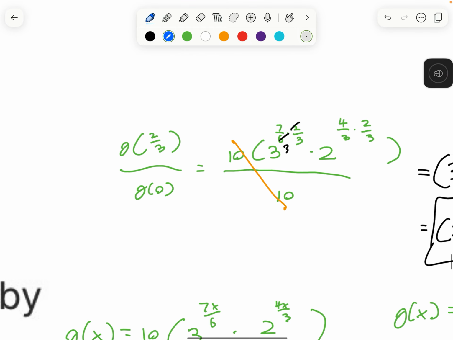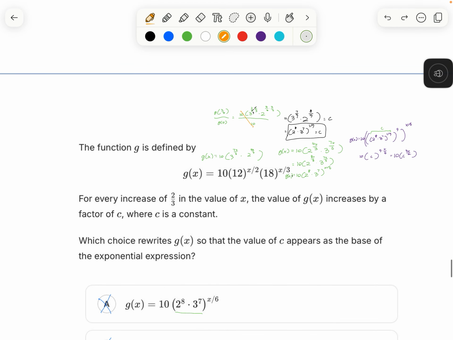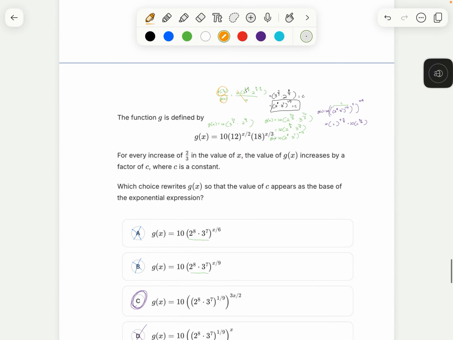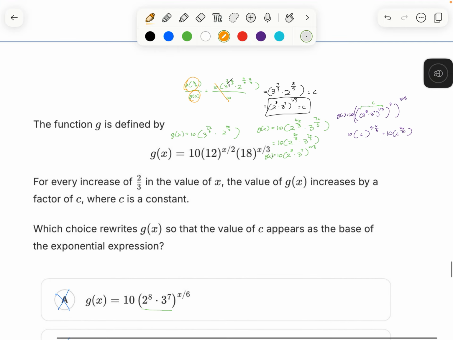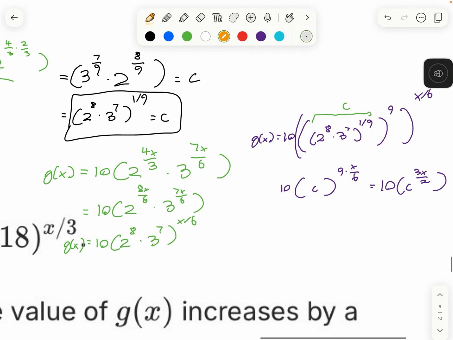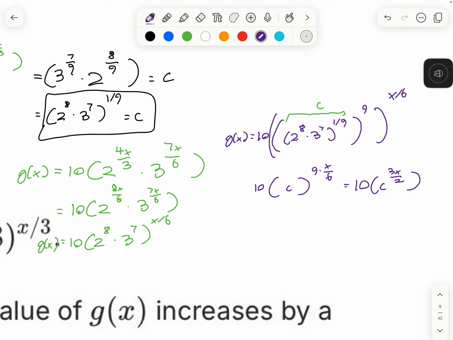What I mean is, here, you have to figure out what you're multiplying to go from g of 0 to g of 2/3. And then when you find that value of c, your only goal is to manipulate the original expression and showcase the value of c in the exponential function while keeping everything the same. And yeah, that's really it for this problem.